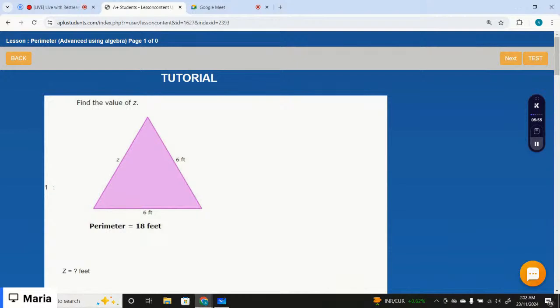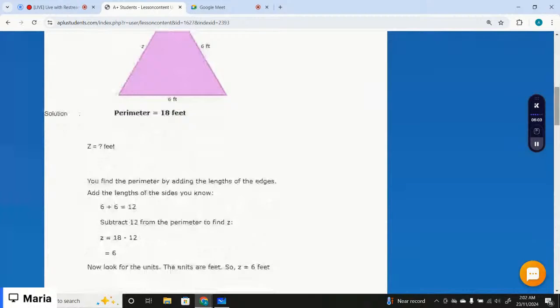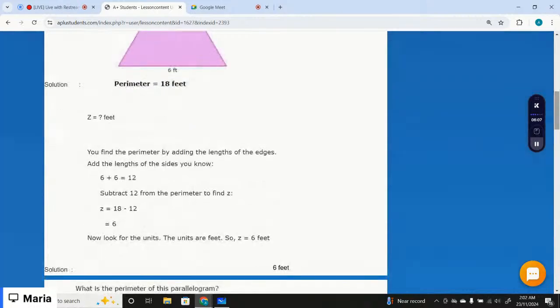What is the value of z? You are given the perimeter, that is 18. You need to calculate the value of z. So perimeter is the sum of all the given sides, right? You are given two of the sides. Just add two sides, that is 6 plus 6 makes 12, right? But you are given the sum of all three sides equals 18. So you have to subtract the sum of the two sides from the perimeter. So 18 minus 12 equals 6. So the correct option is 6 feet.